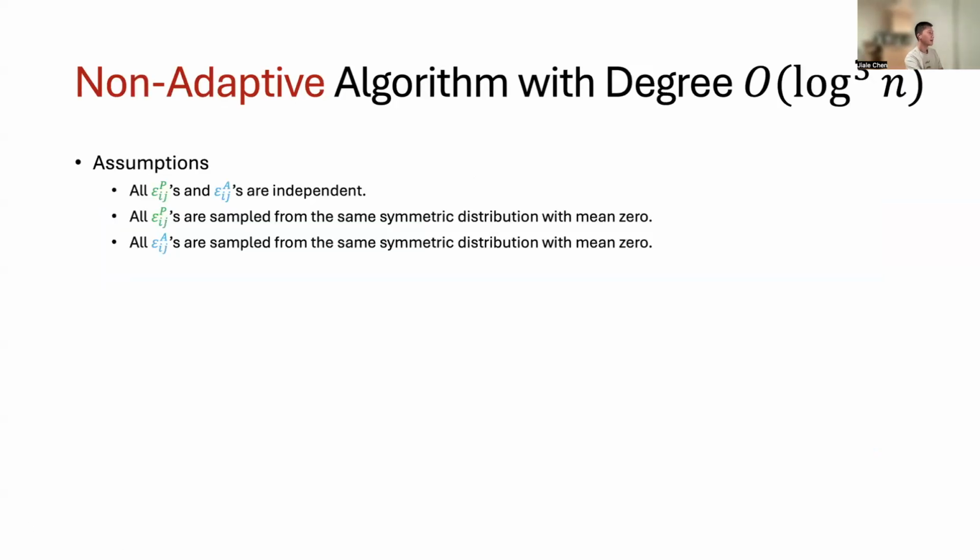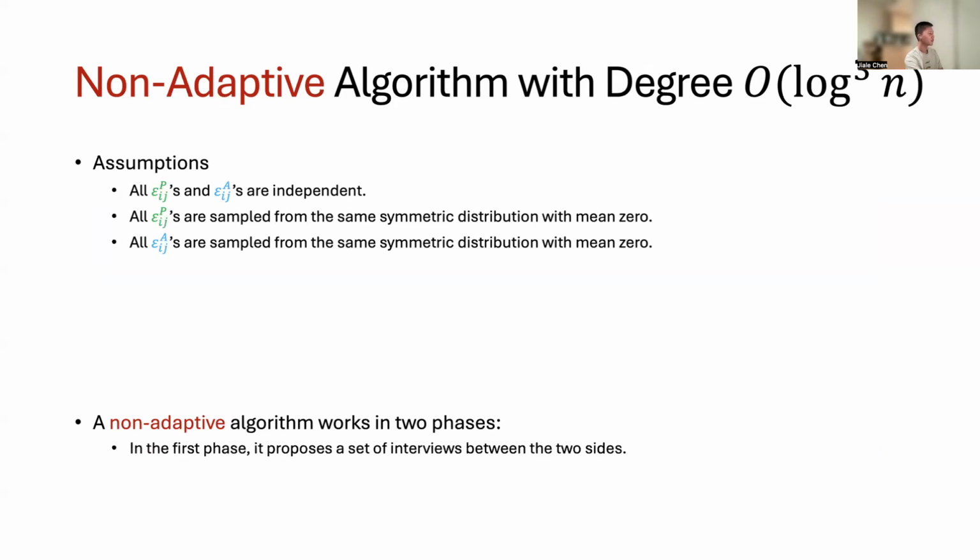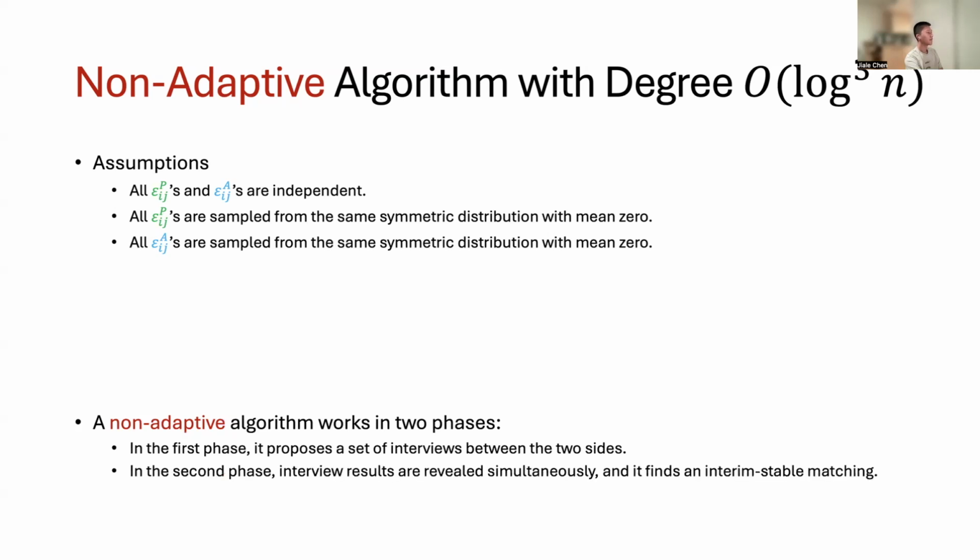We also have a non-adaptive algorithm with degree log n cubed. The assumptions on the subjective interests are the same. A non-adaptive algorithm works in two phases. In the first phase, it proposes a set of interviews between the two sides, but no actual interviews are conducted. In the second phase, interview results are revealed simultaneously, and then the algorithm finds an interim stable matching with respect to the observed utility. Our non-adaptive algorithm works on markets with special structure called tiered markets.